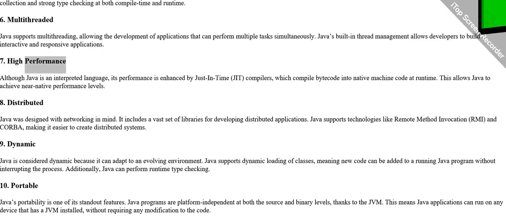7. High performance. Although Java is an interpreted language, its performance is enhanced by just-in-time, JIT, compilers, which compile bytecode into native machine code at runtime. This allows Java to achieve near-native performance levels.